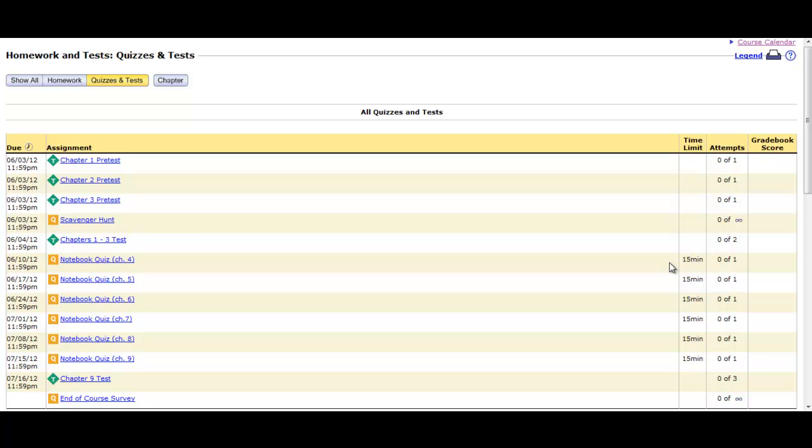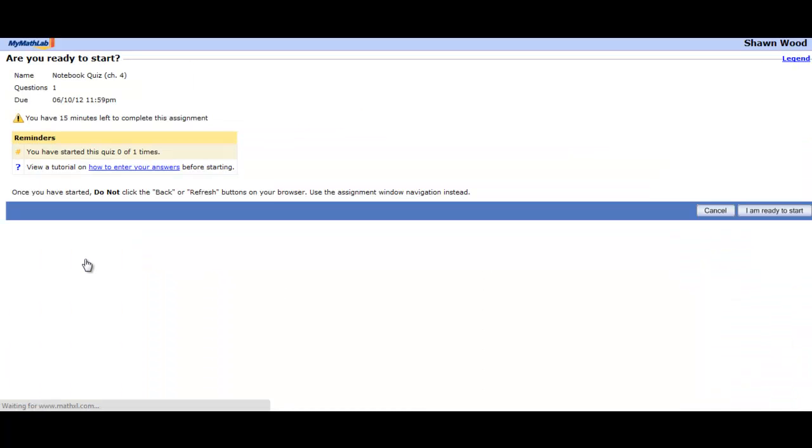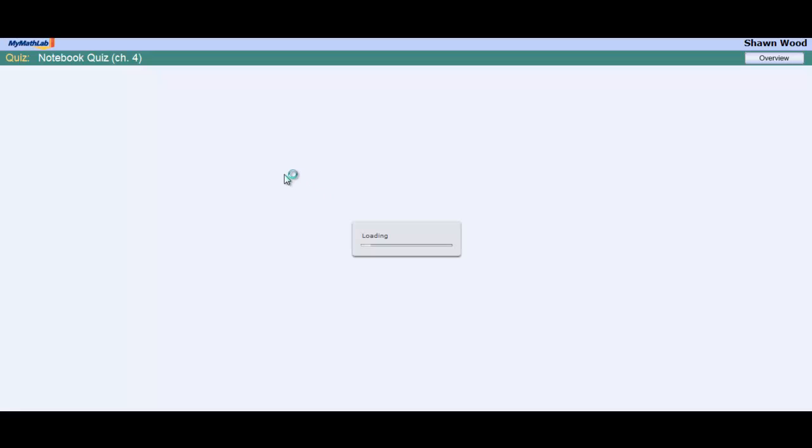The other thing that you need to notice is that you're only given 15 minutes. We're not giving you time to think of these things, to think of the answers. We're giving you just enough time to copy the answers that you had recorded in your notebook. If you've done your notebook and you've written all the answers, then all you're doing is transcribing things from your notebook straight into the answers. So we'll click on the notebook quiz for chapter 4. I'm ready to start. And what you're going to find is all of the questions are listed right up front.